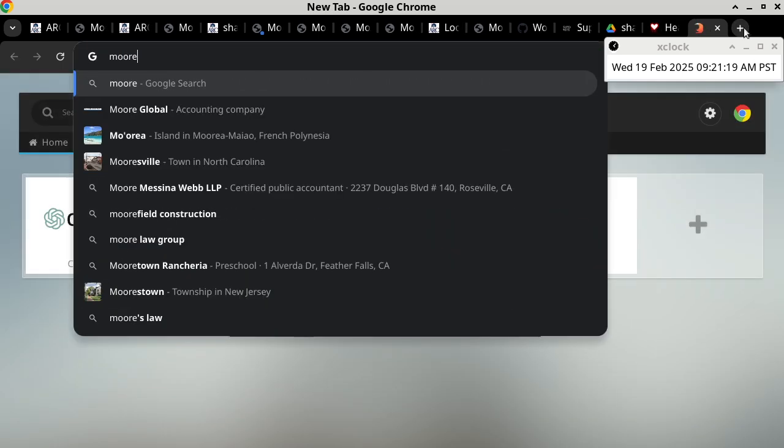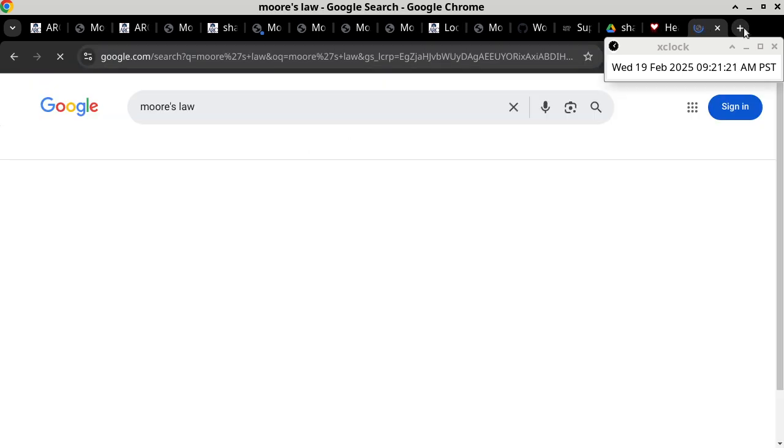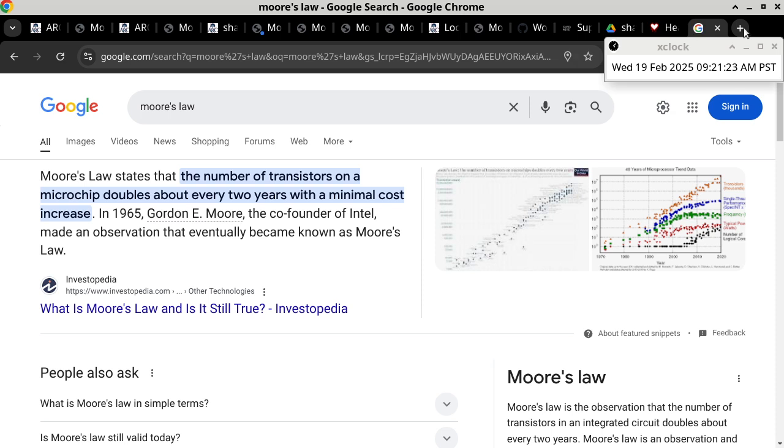This is also something that is important. If you're into technology, this is a very important thing to understand. Moore's law is not exactly a law; it is just an observation. It says the number of transistors on a microchip doubles about every 2 years, with a minimum cost or no cost increase at all. So what does that mean?